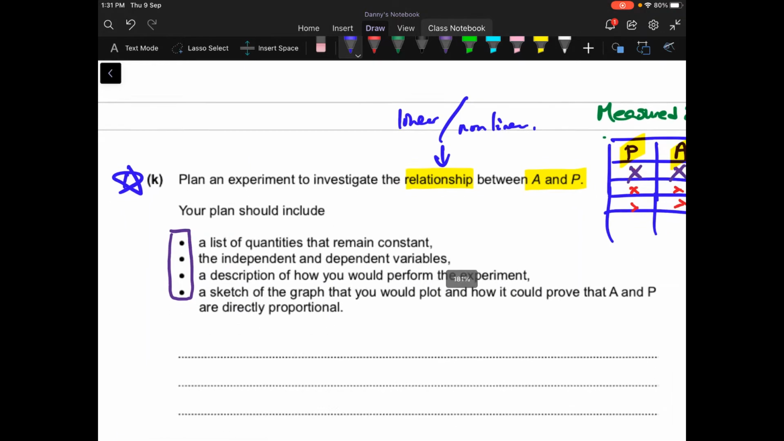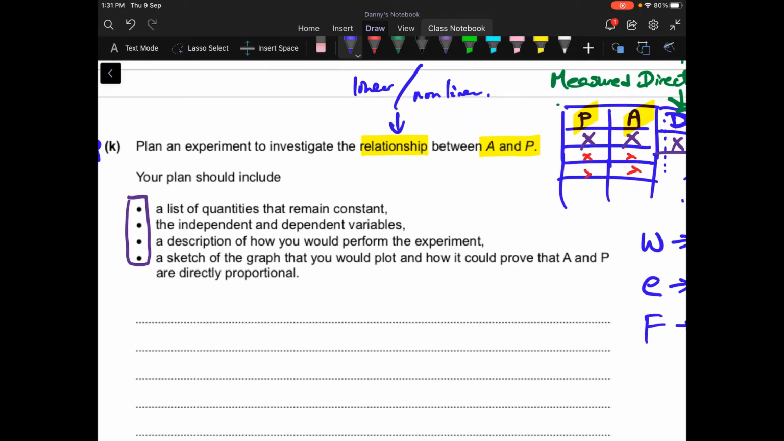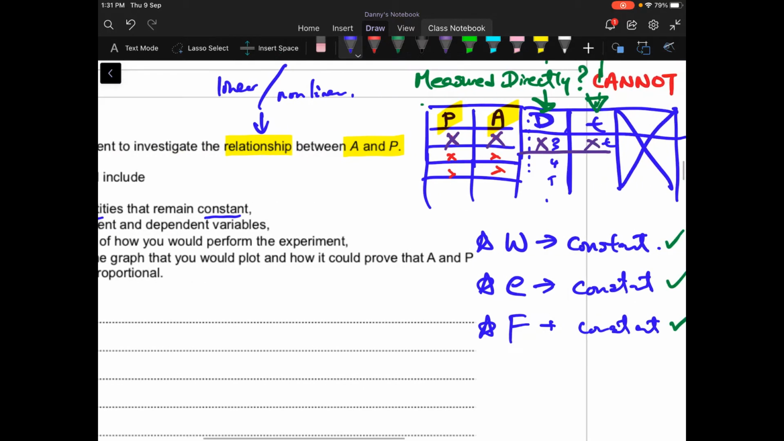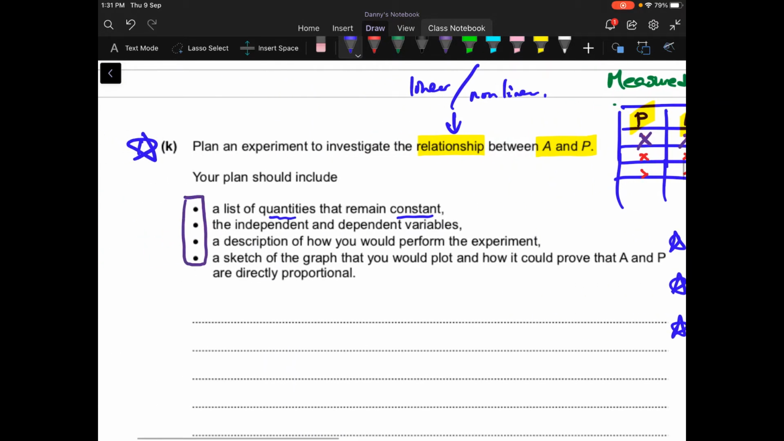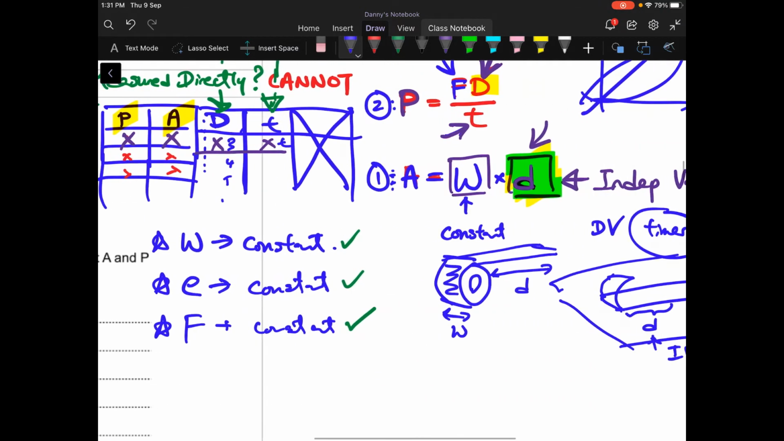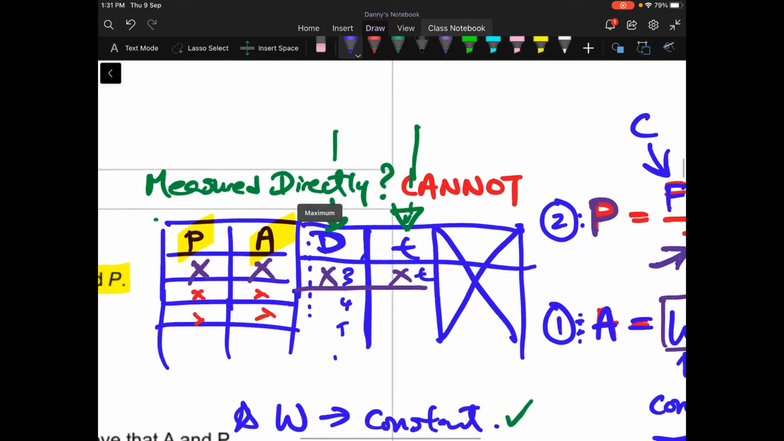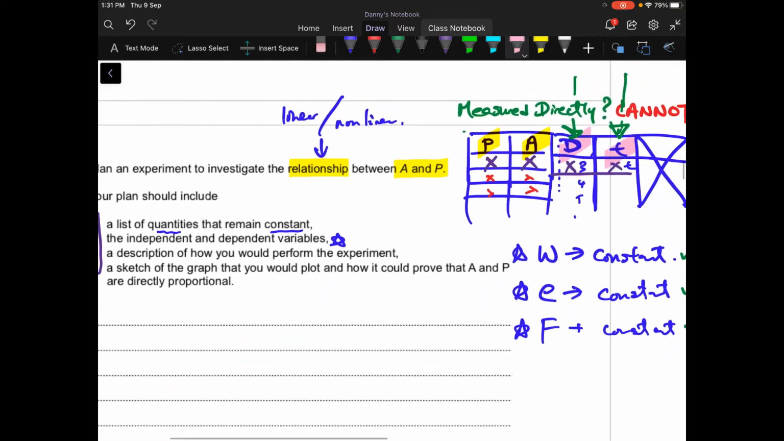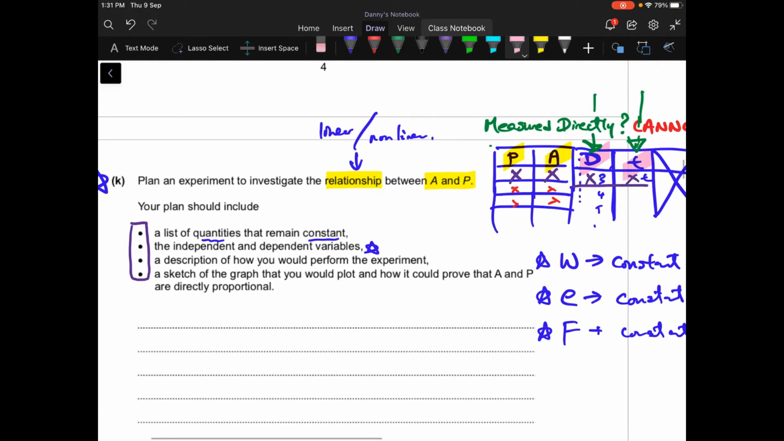What are the things that I want to focus on? Okay, I need to have a list of quantities to keep constant. I already have this one, right? No need for a list, right? As long as I get 3, it is good enough. So I have 3 of them. Independent and dependent variables, well, I have already identified them. So I'm going to use D and T as my independent and dependent variables.